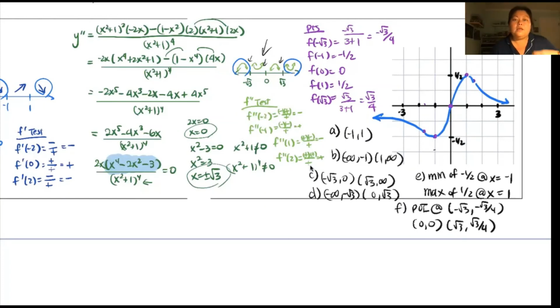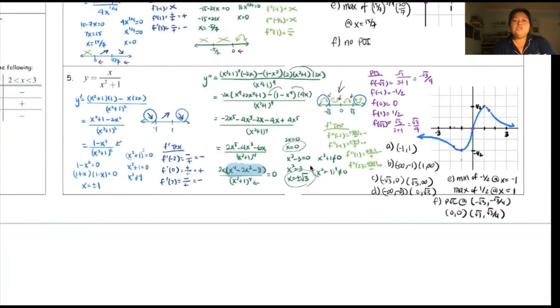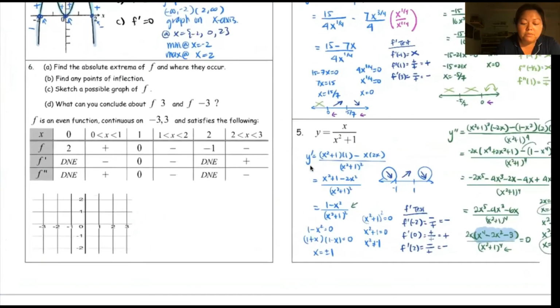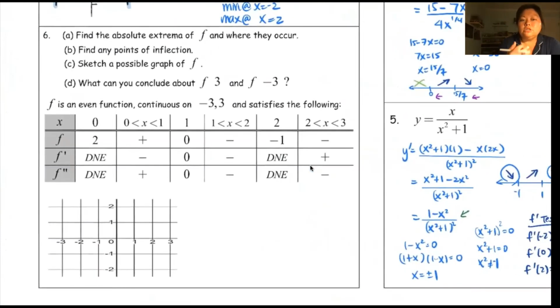Okay. All right, so that was how you would do it if you actually know the equation and you know how to take the first and second derivative, using all those tests to help you find the graph of the function, okay? Now, last but not least, how about some pretend equation? You don't know a lot of information, but we can figure it out from this table of information that is provided for us, okay? All right, so find the absolute extrema of f and where they occur, find any points of inflection, sketch a possible graph of f. What can you conclude about f of 3 and f of -3? And this is brackets, okay?